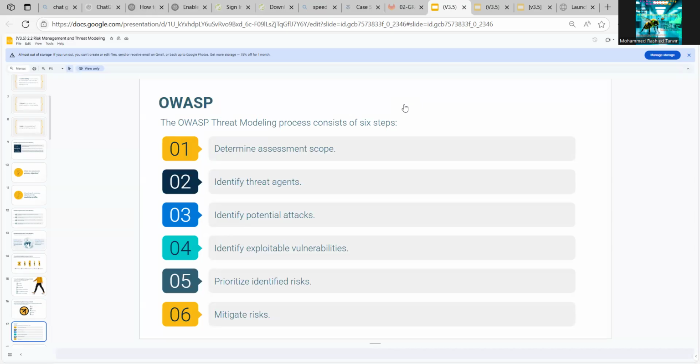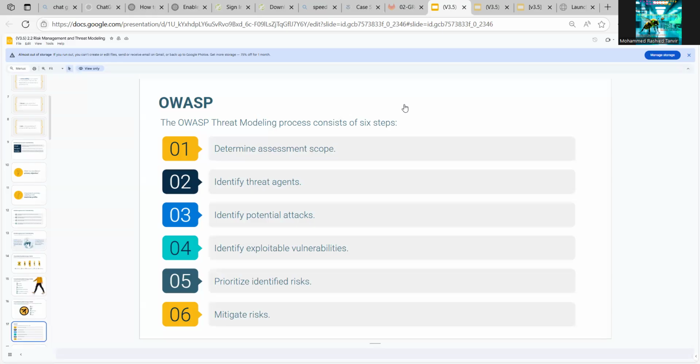So any MSSP, suppose CyberB is one small MSSP, CyberB always chooses STRIDE or OWASP as the threat modeling methodology. We are working basically with OWASP. You should know that you will likely encounter more than one of these frameworks during your professional career.